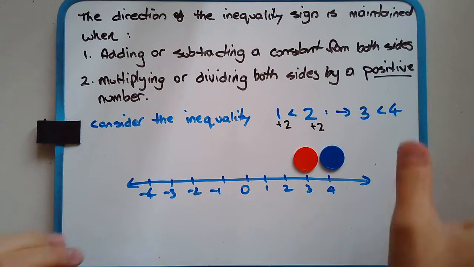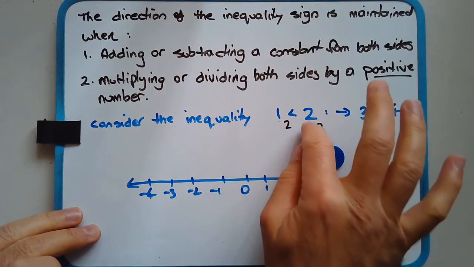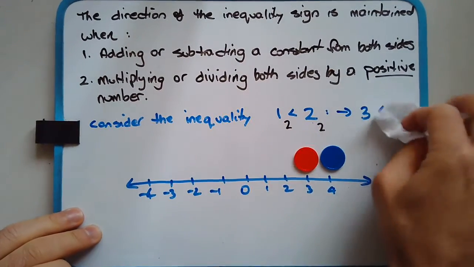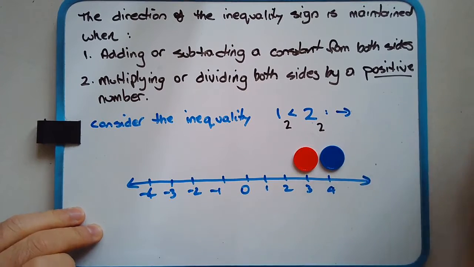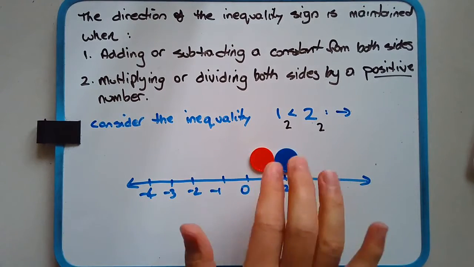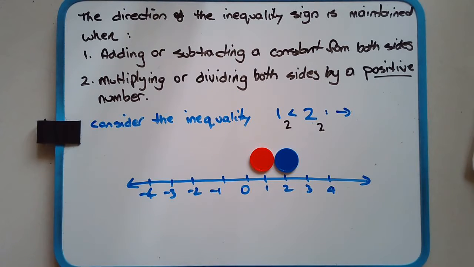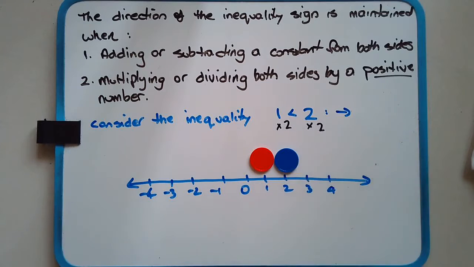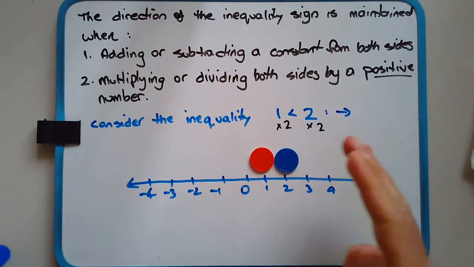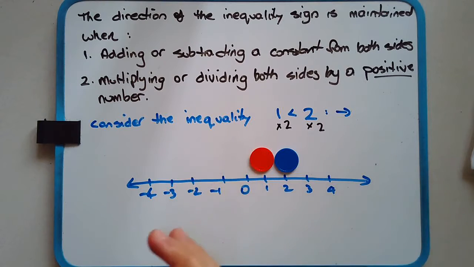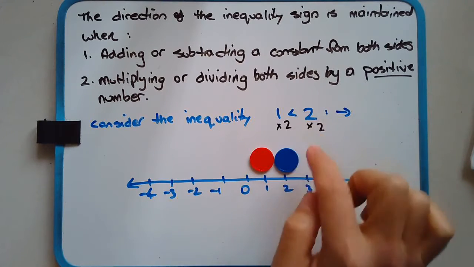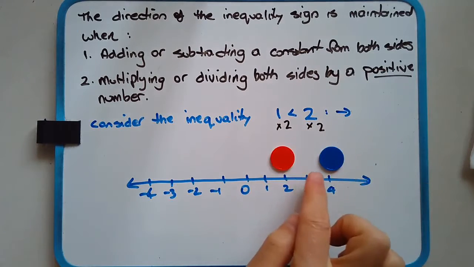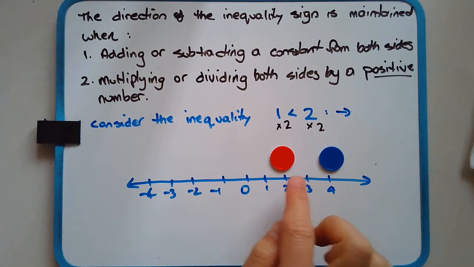Now, what about multiplication? Let's say, instead of adding 2, we're going to multiply by 2. So I might just reset these counters on the number line, back on 1 and 2. Let's now multiply both of these values by 2. What actually happens is a stretch. It's like the counters get stretched apart from each other. So the blue counter is going to end up at 4, and the red counter is going to end up at 2. Notice that the gap has now doubled.